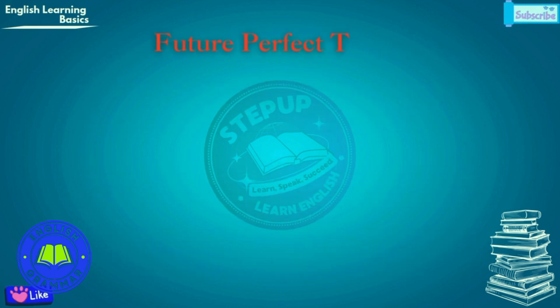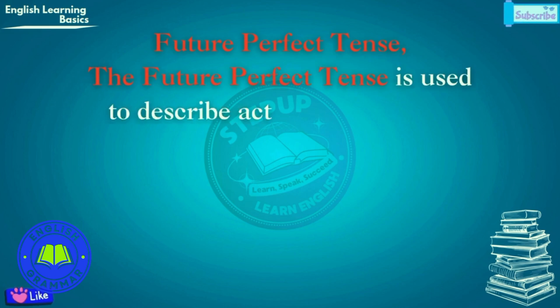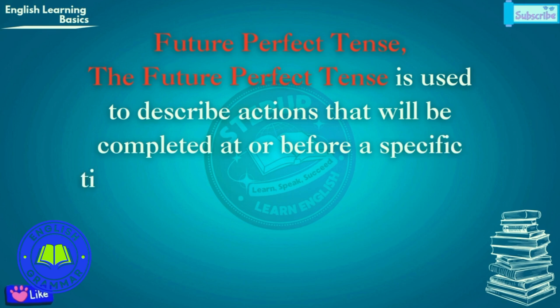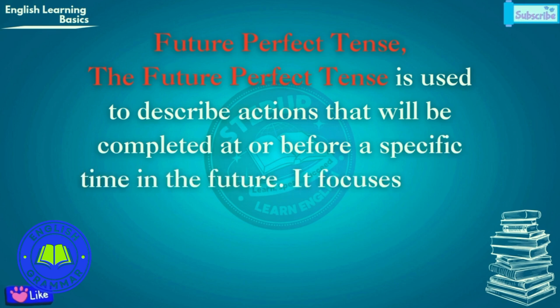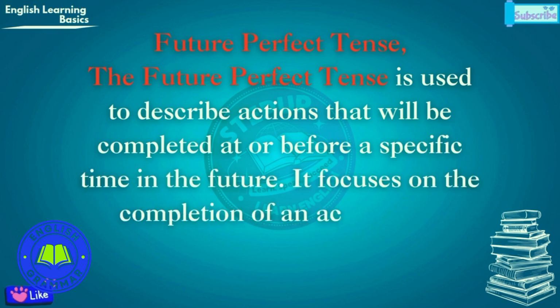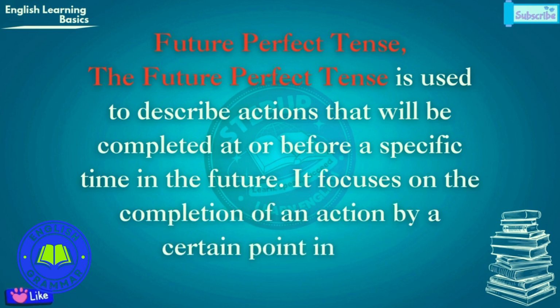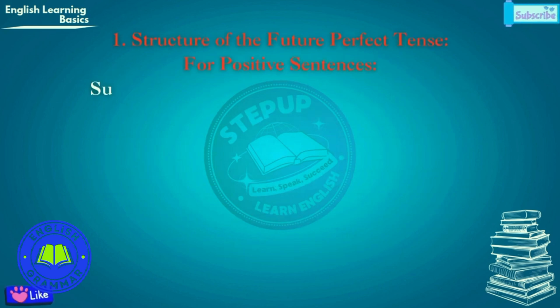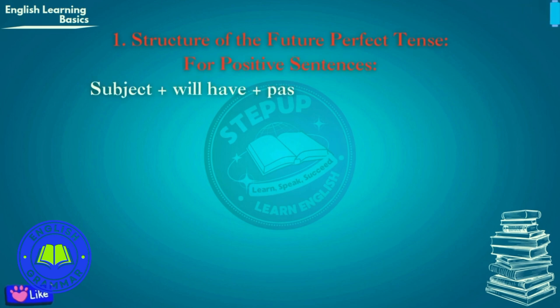Future perfect tense. The future perfect tense is used to describe actions that will be completed at or before a specific time in the future. It focuses on the completion of an action by a certain point in time. First, structure of the future perfect tense. For positive sentences: subject plus will have plus past participle, V3 form.